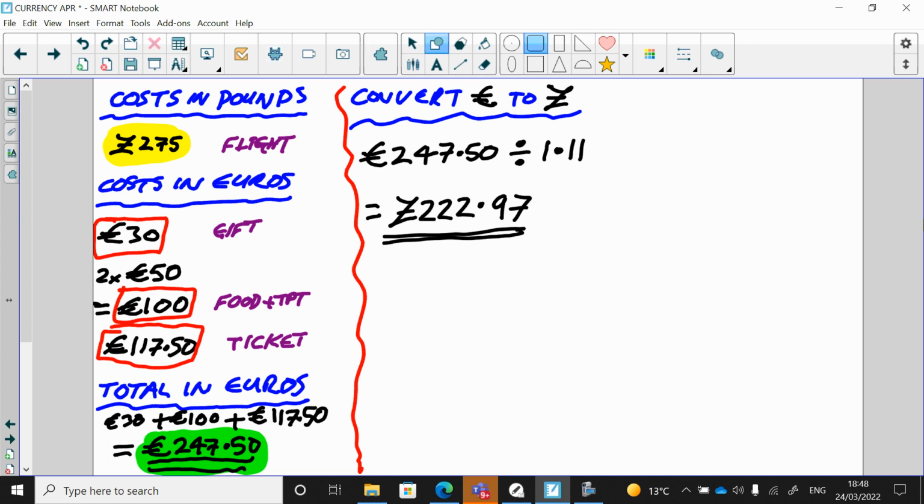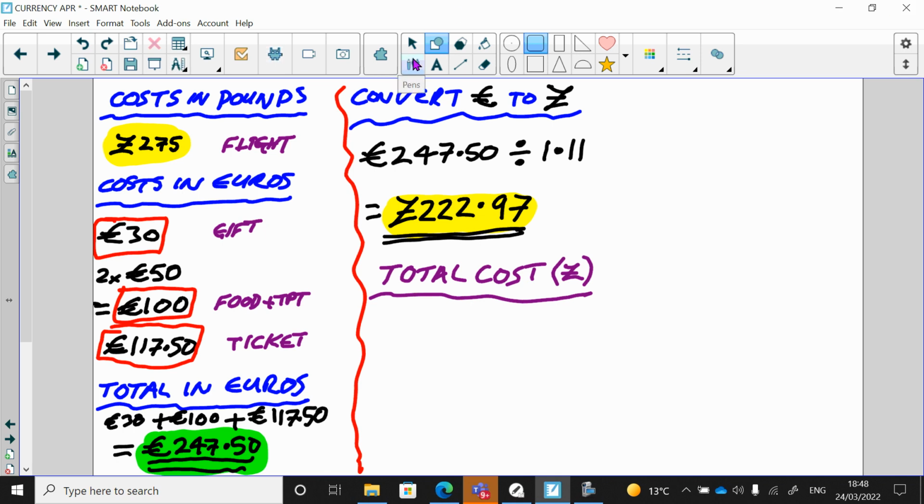Right. 222.97. I think there's a 2 after the 7 there, but we're just going to round it to 222.97. Don't have nightmares about this. Right, that's fine. So that's in pounds. Okay, so we're going to go for the total cost in pounds.